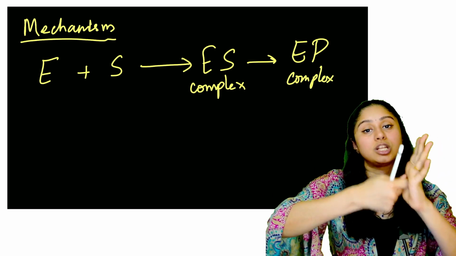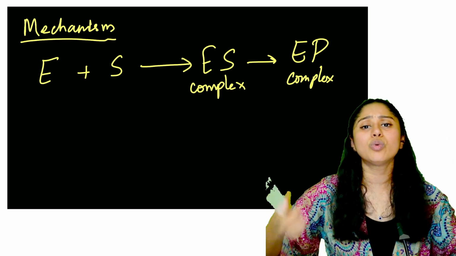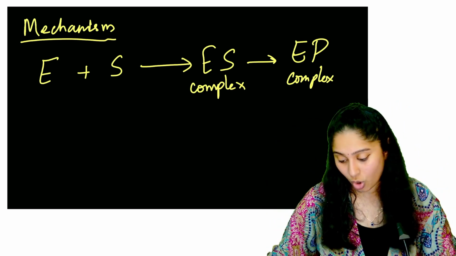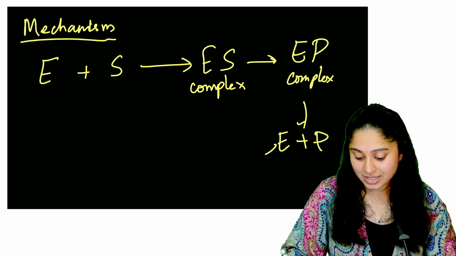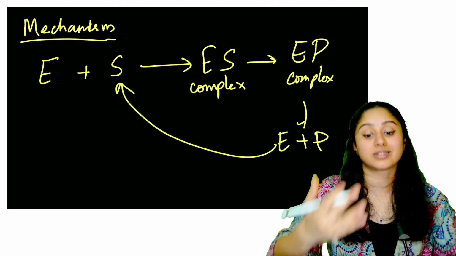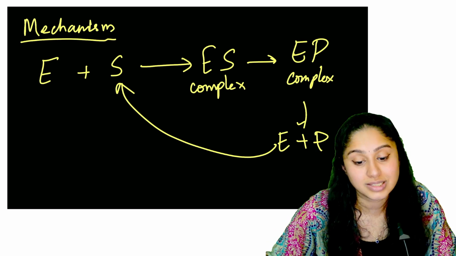Okay, now once the lock is opened, you can remove the key, the lock is gone. In case you want, you can always put the key into another lock. So the enzyme and the product will separate, and now this enzyme can be used to bind with another substrate all over again. Okay, that is all the mechanism.